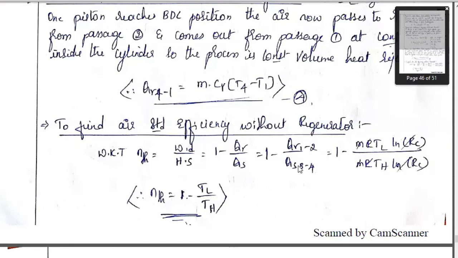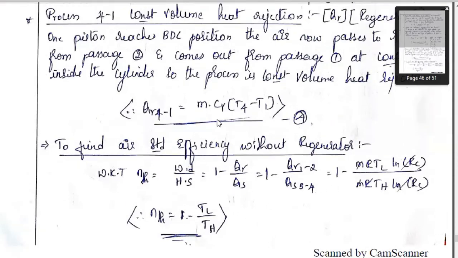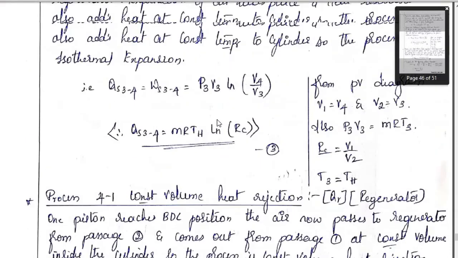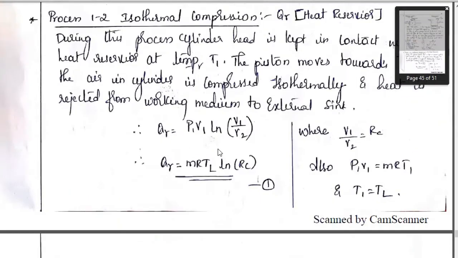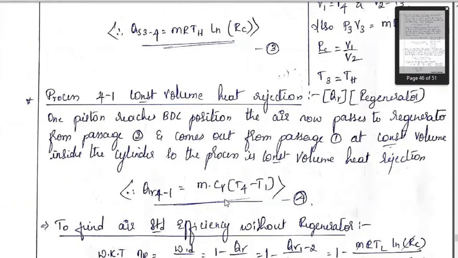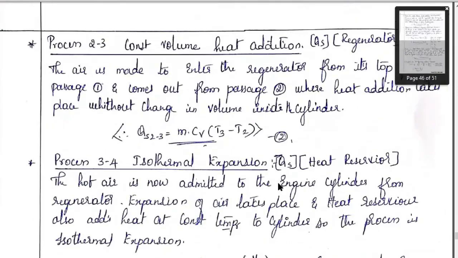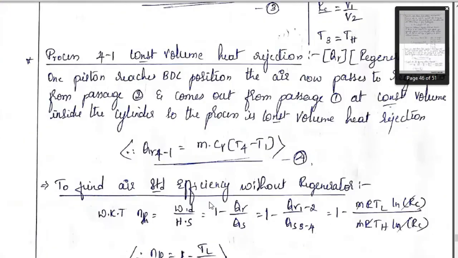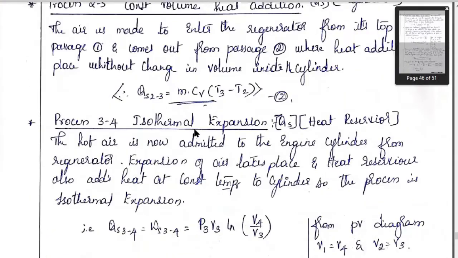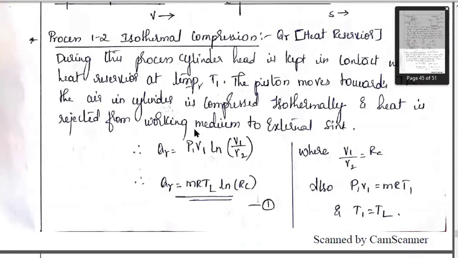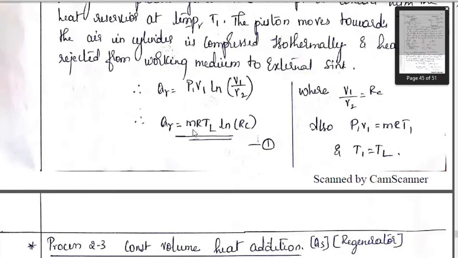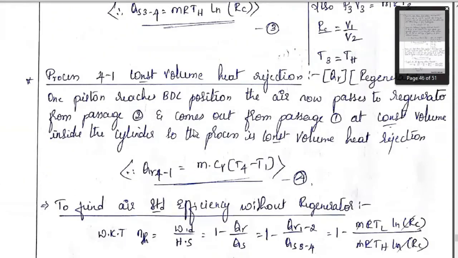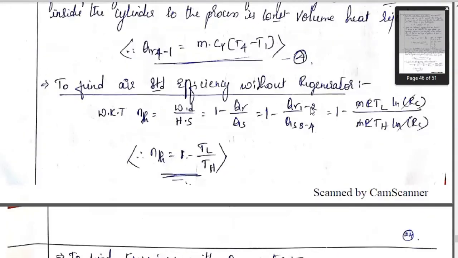So QR is for 1 to 2, QR is for 3 to 4. I will neglect QR. See, heat rejection occurs at first as well as at fourth. So which one should I consider? I will consider the first one. Why should I neglect the fourth one? I can neglect the fourth one because heat rejection at constant volume will be negligible in amount compared to heat rejection during the compression process. The compression process heat rejection is more compared to the heat rejection process at constant volume. So that's why I have considered Q1 to 2.